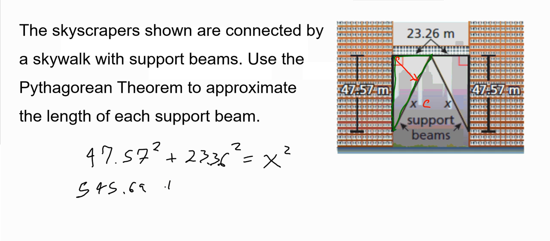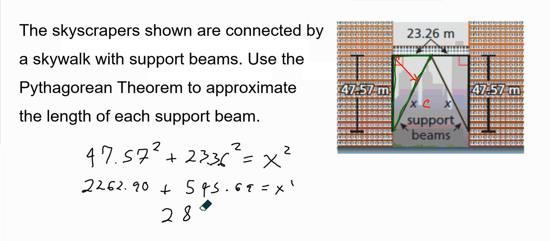545.69 plus 23.36 squared is, oh, I have these wrong here. Hold on, let me fix that. 47.57 squared is 2,262.90 approximately, and 23.36 squared is 545.69, and that equals x squared. Adding those together, we get 2,808.59.